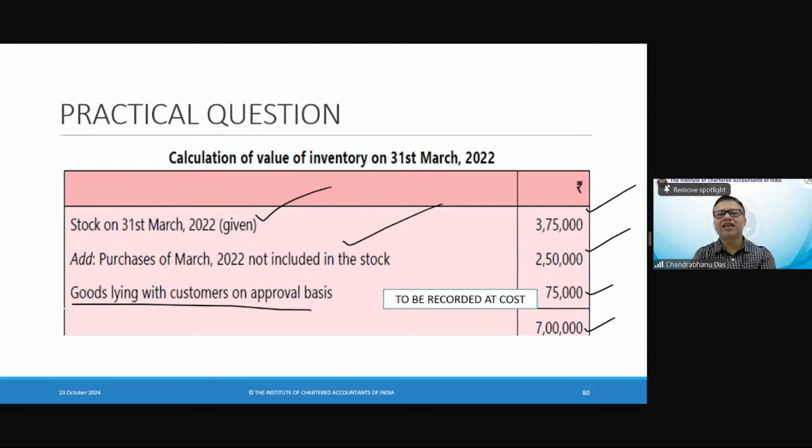the goods which are lying with the customer are not with you. The 75,000 goods, mind you, are not with you, but you are recording them at cost as inventory because in March the sale didn't happen. Okay.